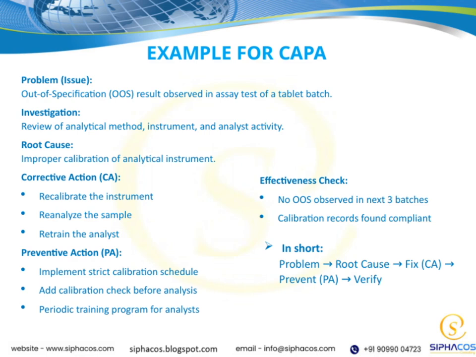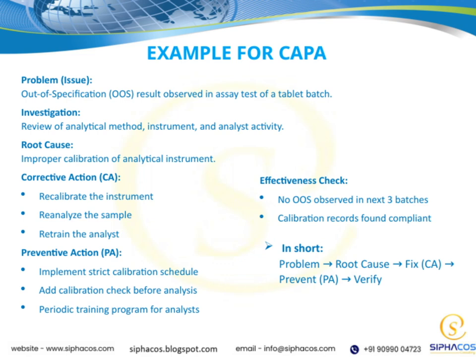First, we start with the problem. An out-of-specification, or OOS, result was observed during the assay test of a tablet batch. This indicates that something is off with the product quality. Next, we conduct an investigation, which involves reviewing the analytical method, checking the instrument, and examining the analyst's activity. These steps help us pinpoint where the root cause might be hiding.